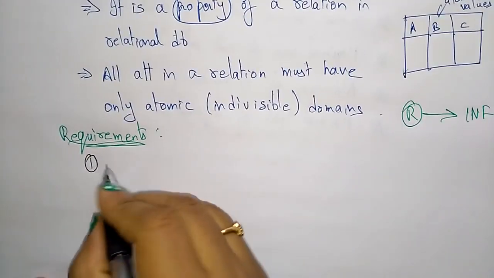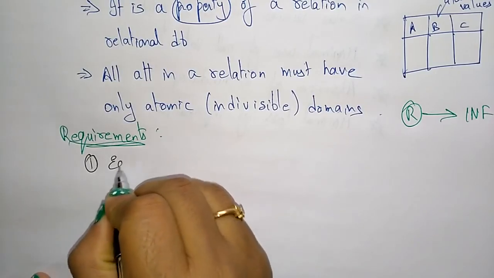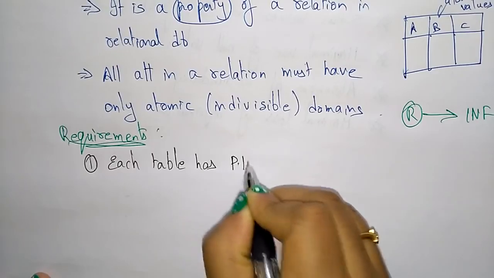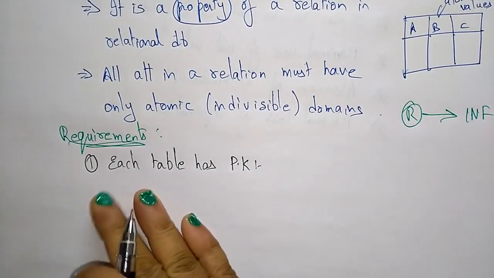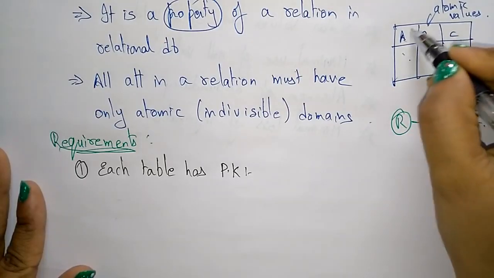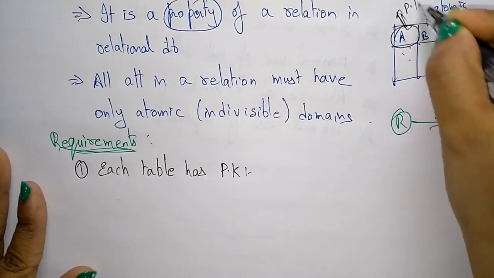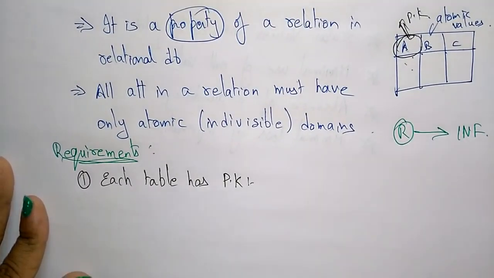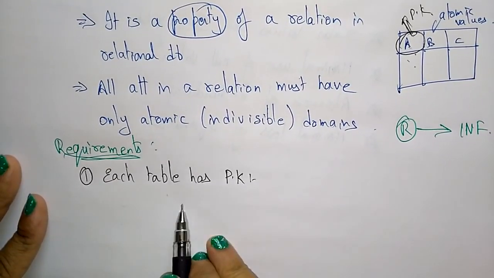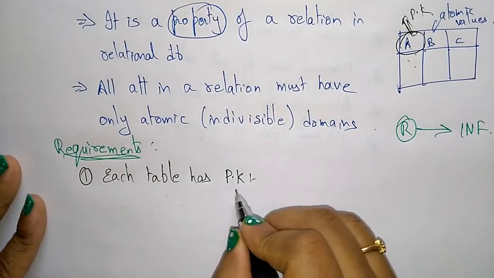The first requirement is that each table has a primary key. In the table we have attributes, and any one of the attributes should be an identification key that acts as the primary key. So that is the first requirement. The primary key is nothing but a minimal set of attributes which can uniquely identify a record. I already explained that.